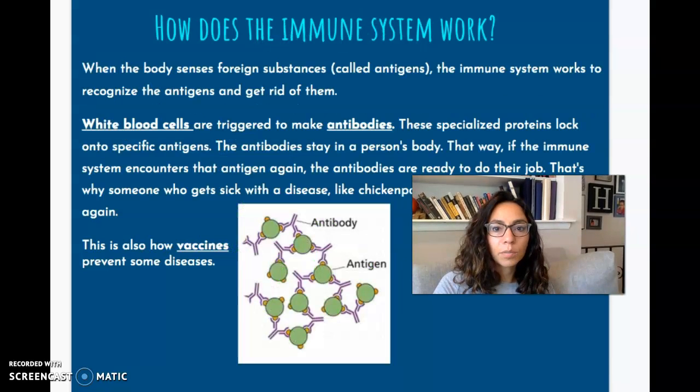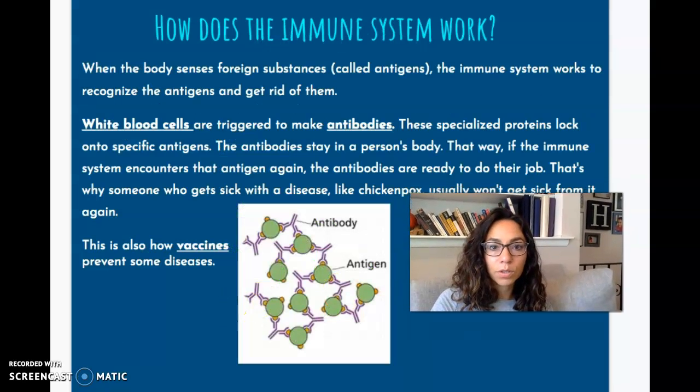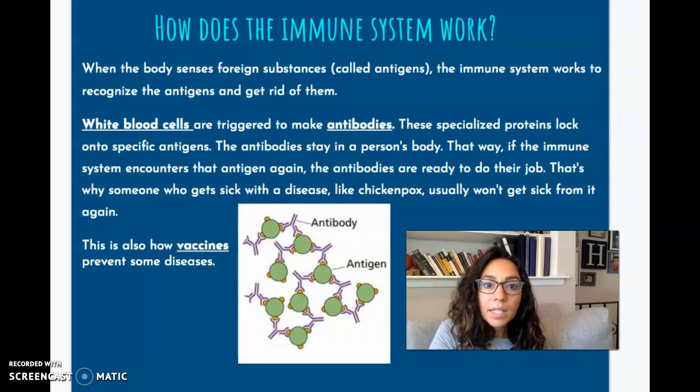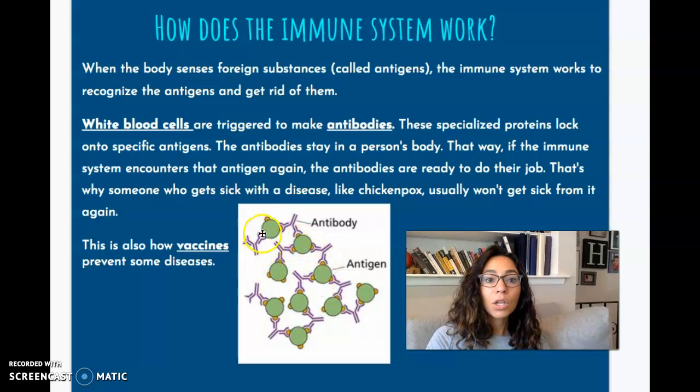So let's look a little more closely at how this works. When the body senses foreign substances, which we can call antigens, so things like viruses and bacteria, the immune system works to recognize the antigens and get rid of them. White blood cells are triggered to make antibodies. So these little purple T-shaped things here are antibodies. Remember, the antigen is the bad thing that we don't like. So the virus, for example, these green guys here. So the white blood cells make antibodies that recognize this particular virus.